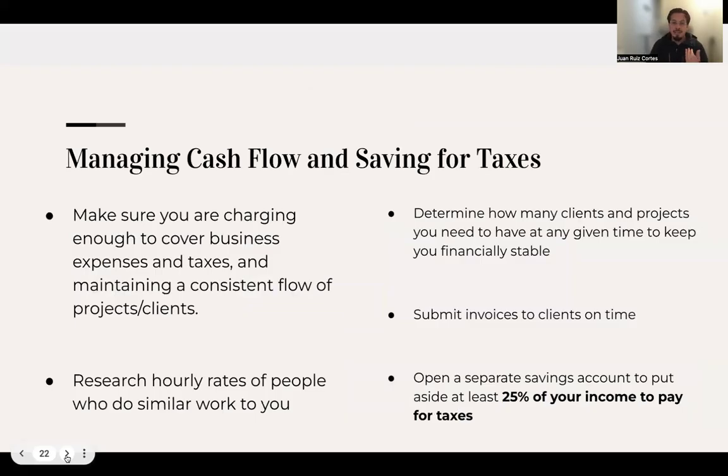Now, in terms of managing your cash flow and saving for your taxes, there's a couple things I want to highlight. Make sure you are covering for your business expenses and the taxes that you might have to pay at the end of the year. So if you are a freelancer, independent contractor, just working directly under your name, you will have to save around 25% of those funds that you're paid so that you can pay the IRS at the end of the year for taxes. It changes if you have a business structure.